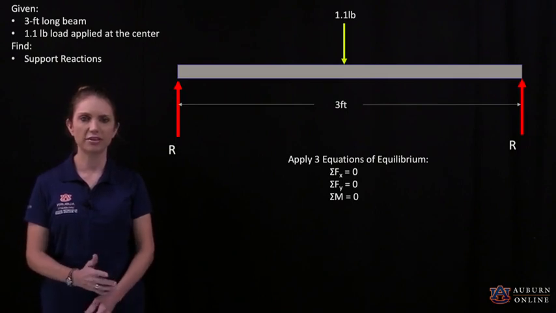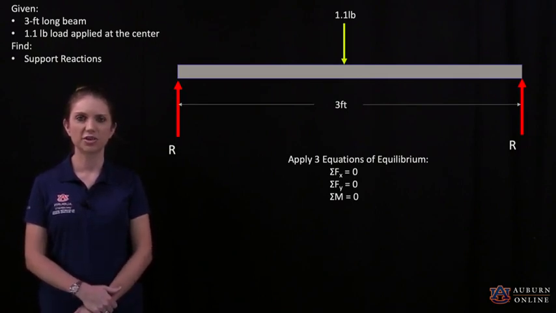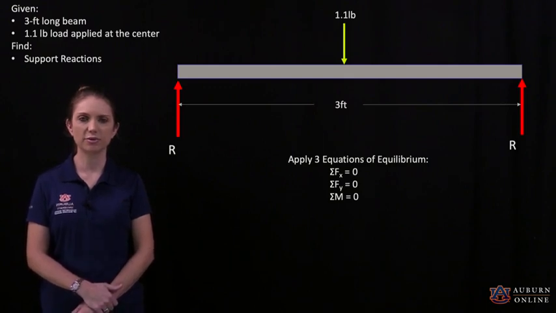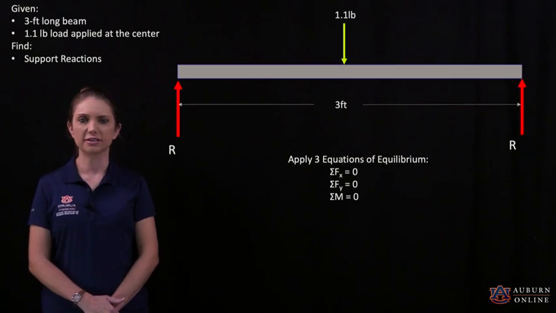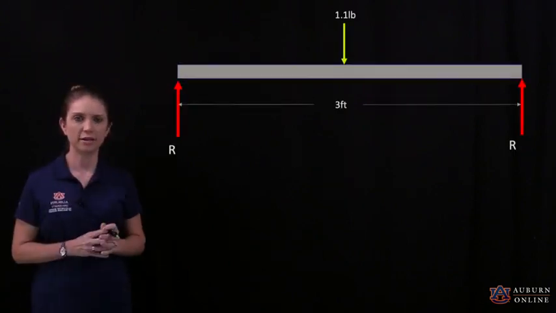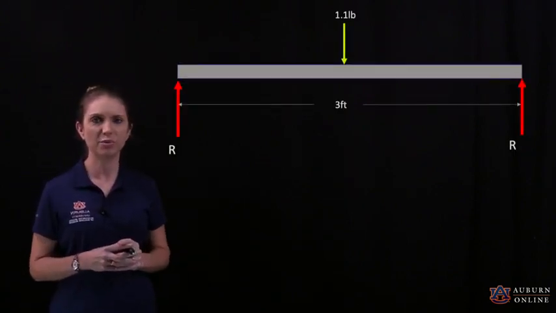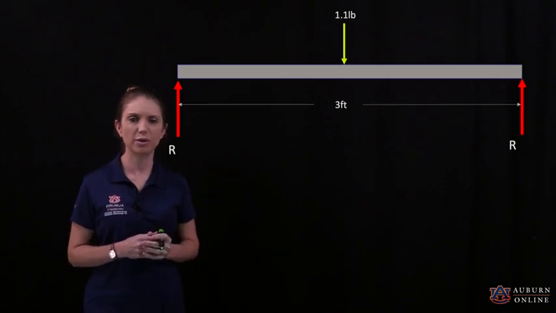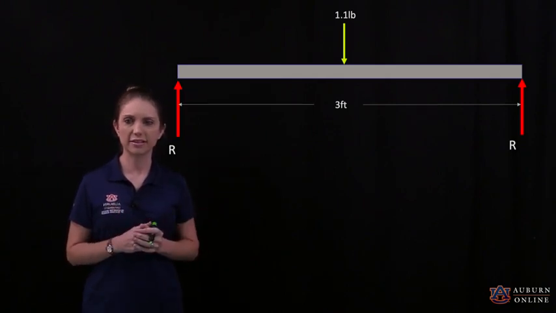We're starting with a simple beam here, such as short length and a small weight, so that we can relate that to something in real life later and see what that looks like. All right, so again, here we have a very simplified beam where we have a really small load of 1.1 pounds directly in the center.